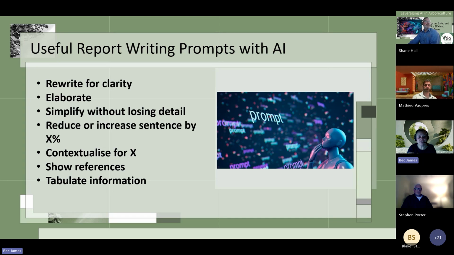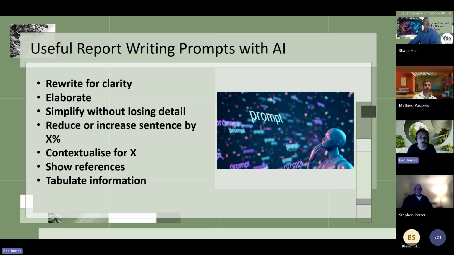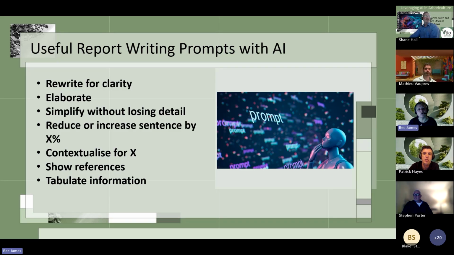You can also ask Chat to reduce or increase a particular sentence. If you feel like you've been waffling a little bit, you can pop that paragraph into ChatGPT or any of the AI programs and ask it to reduce the content by 20%. You can also ask Chat to contextualize that information for a particular audience. So, can you contextualize the discussion of this report for a developer, or for a council planner who is going to be assessing my report?